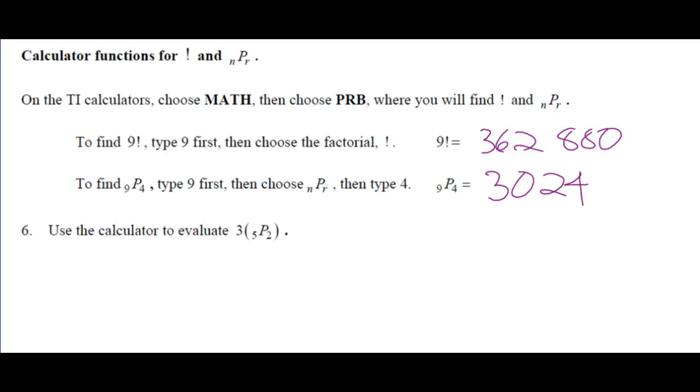Use the calculator to evaluate 3 times 5P2. Somebody said 60. Okay. Now, when I learned this stuff, there were no calculators. There were certainly no calculators that would have done permutations or combinations. So we just had to say 5P2 is 5 factorial over 3 factorial, which is just 5 times 4, right? Which is 20, times 3 is 60. Okay. Now, you're saved from having to do that. You don't actually have to use your brain.